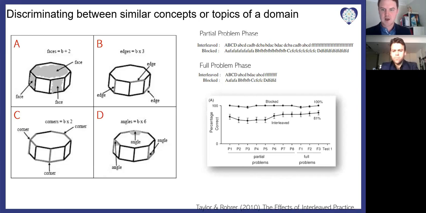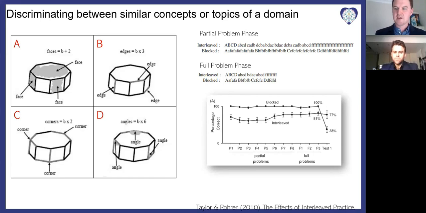the blocked practice had perceived more success throughout the practice phases, and the interleaved group appeared to be doing worse through the practice. But then when they tested the students the next day, the students in the interleaved condition maintained their performance, whereas the students in the blocked condition fell away sharply. So this is an example of the effect of interleaving for concepts or skills that are similar at the surface level.